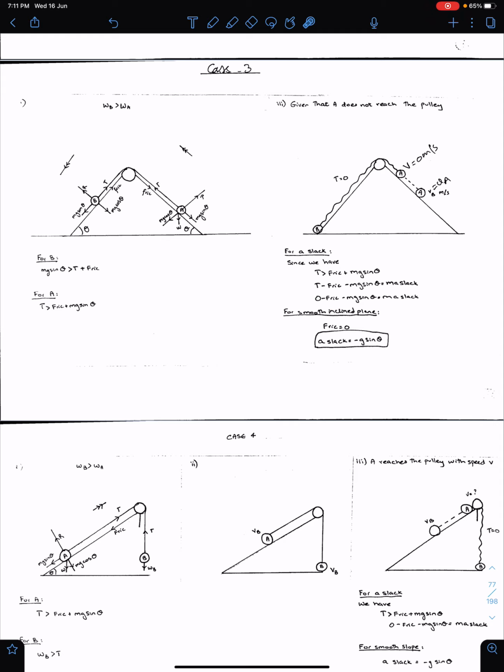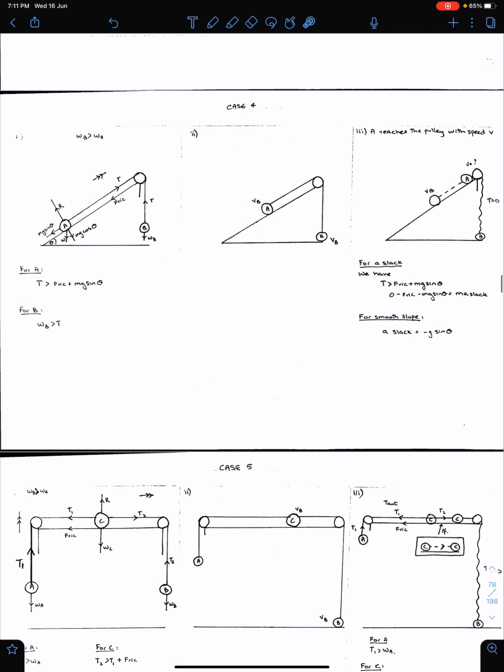What if the pulley is smooth? What if the inclined plane or slope is smooth? Then friction must be 0. Therefore, A slack must be this thing. This must be 0. So A slack must be minus g sin theta. The most important part of this case is also A slack. You must know how to get A slack. You must use this inequality for that, and then you need to equate T to 0.